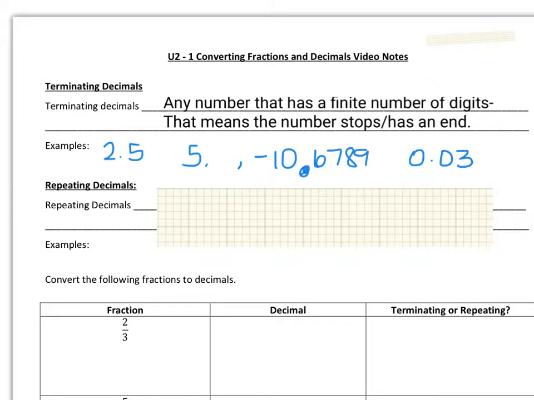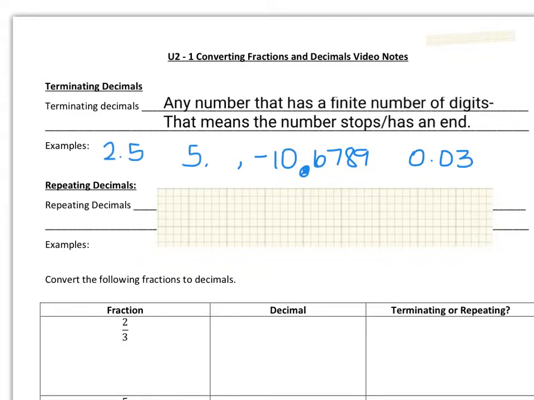A terminating decimal is any number that has a finite number of digits. And by finite, I mean we can count them. There's 2 here, there's 1 here. That means that the number stops or has an end. Sometimes that number will end at the decimal, and sometimes we'll have a few places after the decimal.